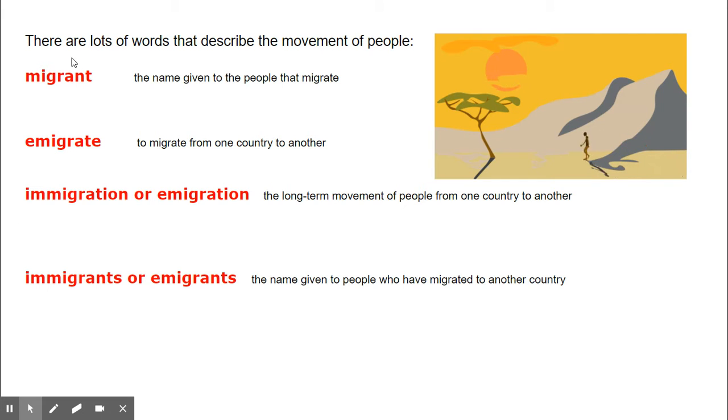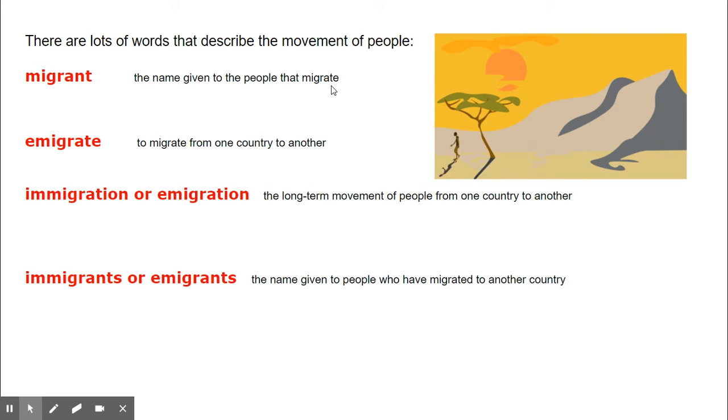So a migrant is somebody who migrates. So migration means to move from one place to another. And when I say move, I don't just mean go on holiday. I mean actually move home. Go and live somewhere else. That's a migrant. If we emigrate, it means that we migrate from one country to another.